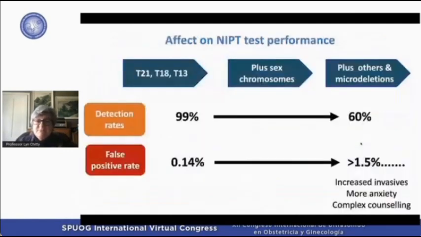So what is the effect on the test performance of NIPT of adding on these other things? If we start off with the 3 main trisomies, the detection rate is about 99% and the false positive rate is relatively low. But as we add in sex chromosome abnormalities, microdeletions, duplications, and rare autosomal trisomies, the detection rate decreases, the false positive rate increases, we do more invasive tests, we create more anxiety, and we need more complex counselling. So at the moment, NIPT is good for these, but not for these.